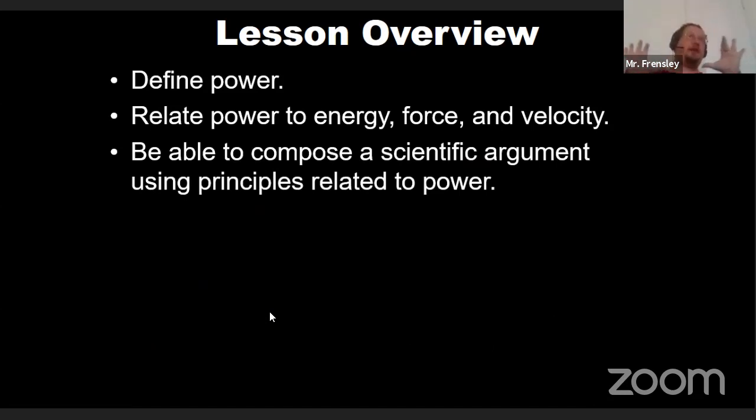We're going to use this thing with power, and my goal is not so much to teach about power, because that would really take me 5 minutes to do. I want to show you problems related to power that are of the type that you're going to see on your Physics C exam, where you have to compose a scientific argument.